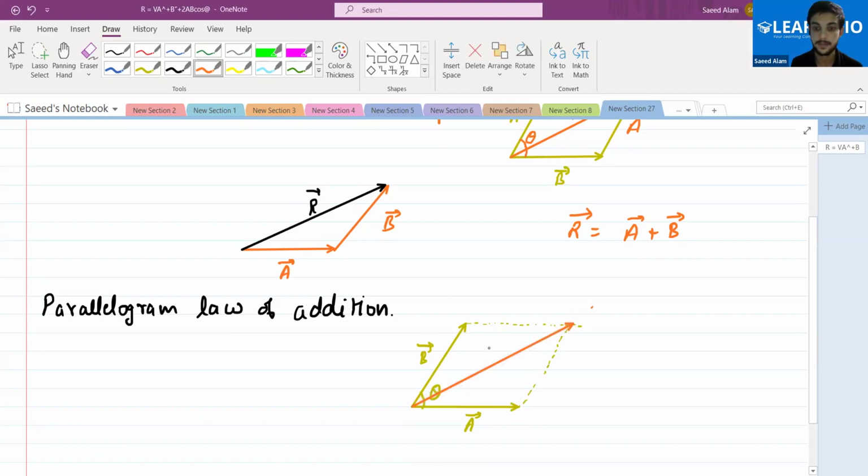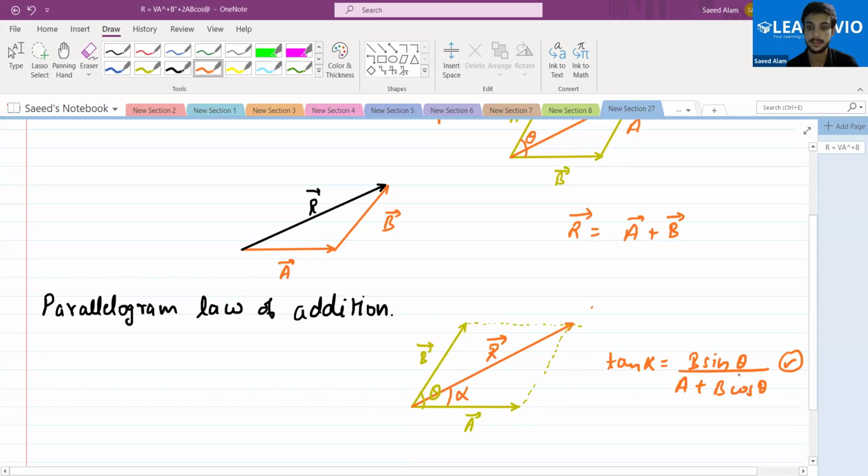Is this clear to you? Yes. This is the final resultant that we are going to see. And we also used a tan alpha kind of expression in the previous class. Yes or no? Have we used that? Yes. So what was that tan alpha? Actually, this is that alpha. Understood? Is this clear to you? Yes. And what is this tan alpha equal to? B sine theta by A plus B cos theta. This is the final expression that we obtained. Yes or no?